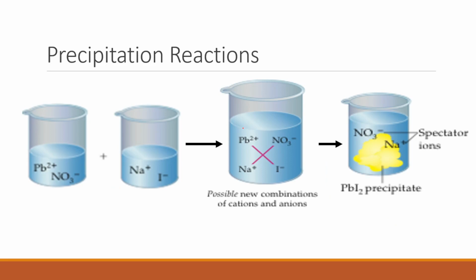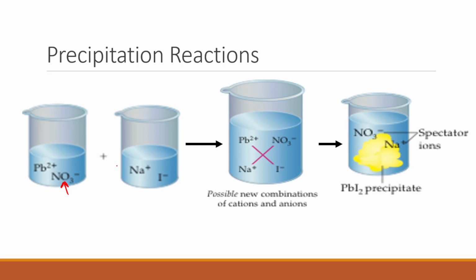Let's look at an example that takes place in a picture. Lead nitrate is a soluble compound. If I put lead nitrate in a cup of water, it will dissolve. I will get lead ions. I will get nitrate ions. Looking at table F, that's because nitrate is always soluble. It has no exceptions.